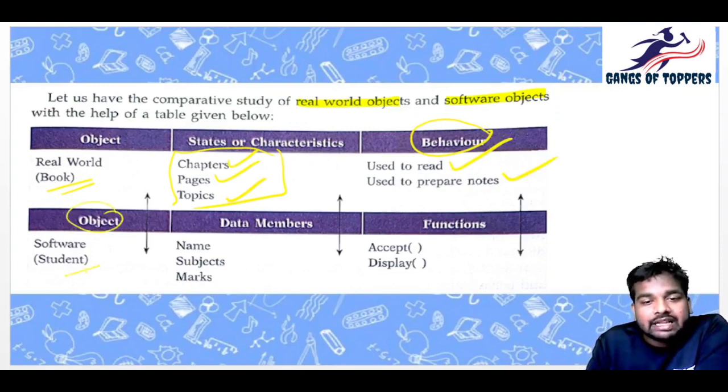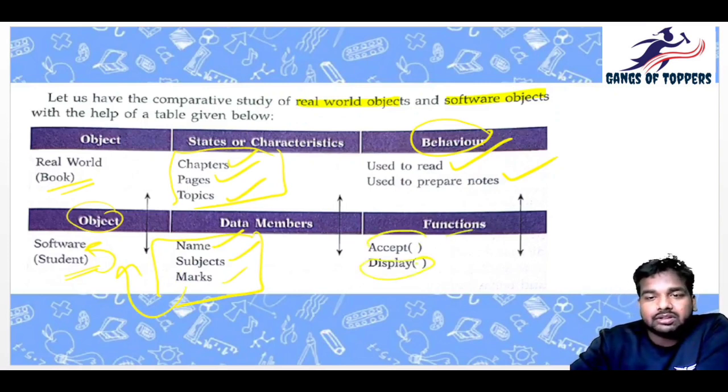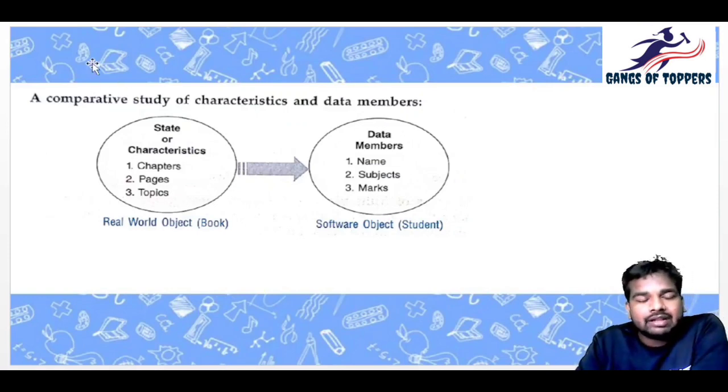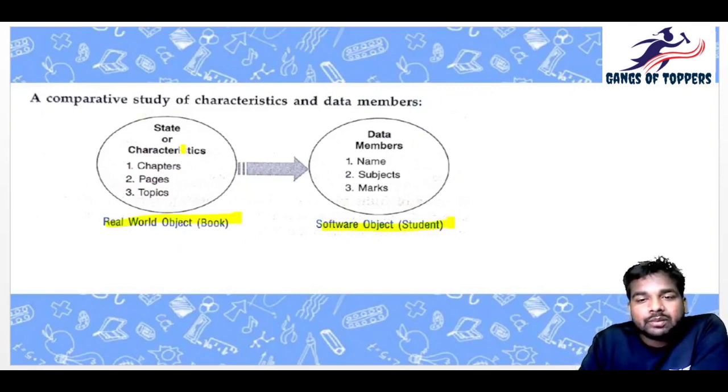Now if we talk about the object, look students, student is a software object. We need the name, roll number, class, subjects, and the marks. These are the data members of the software object student. And what is the function? It is used to accept and it is used to display. Now after that we will have a comparative study of the real world object and the software object in terms of data member.